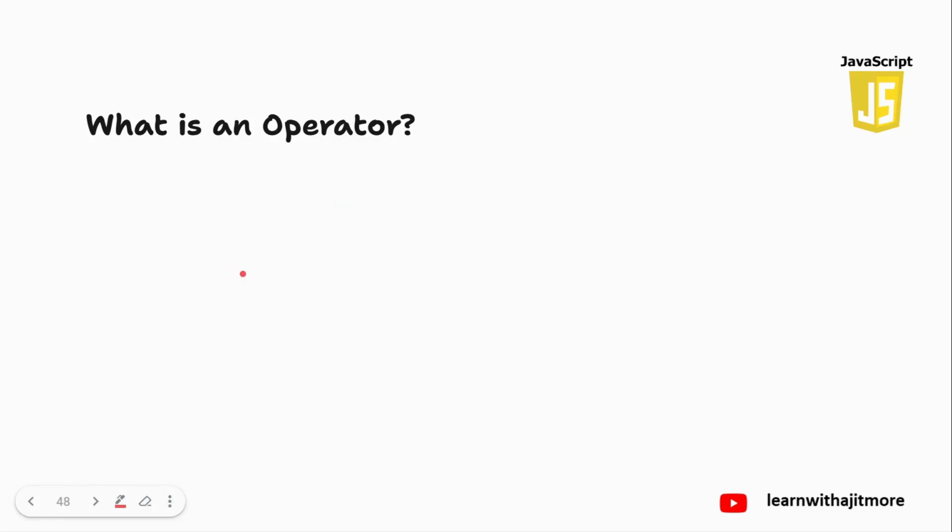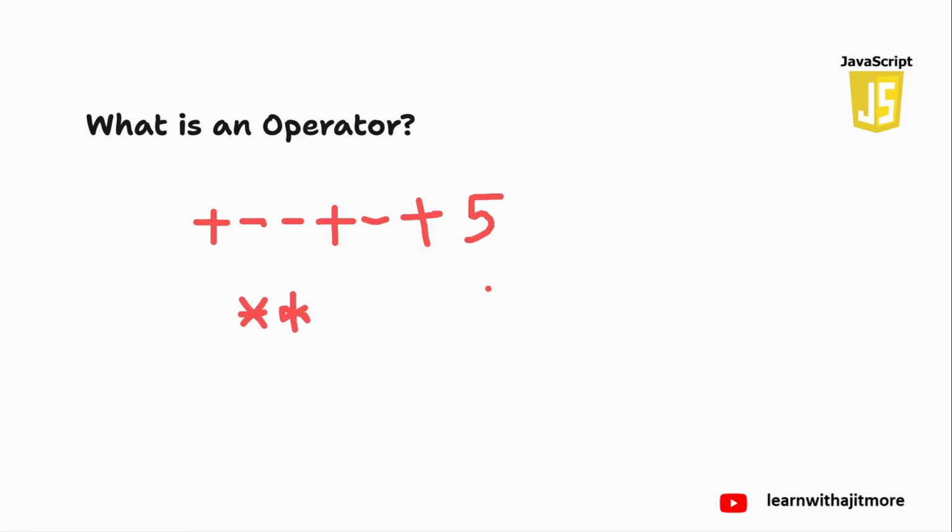Listen carefully. Unary prefix: you have assertions and negations. You can write like this: minus, plus, minus, plus 5. This is unary prefix, assertion, negation like that. So it is right to left. So in unary, which operator? Unary prefix.